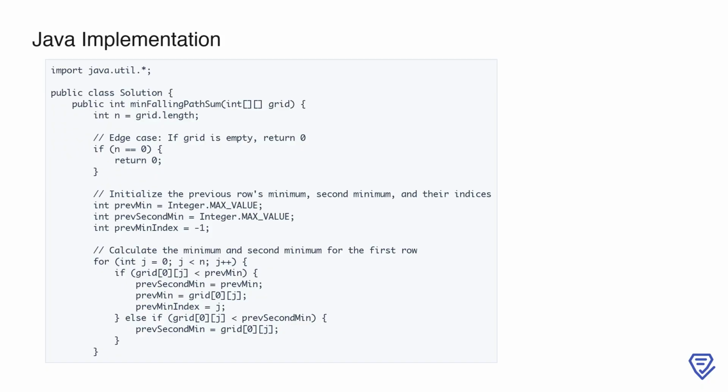To start, we calculate the minimum and second minimum values for the first row of the grid. By iterating through all the elements in the first row, we identify the smallest value and update prev_min and prev_min_index. If another value is smaller than the current second minimum but not equal to the smallest, we update prev_second_min. This setup ensures we have the necessary values to proceed with the following rows.